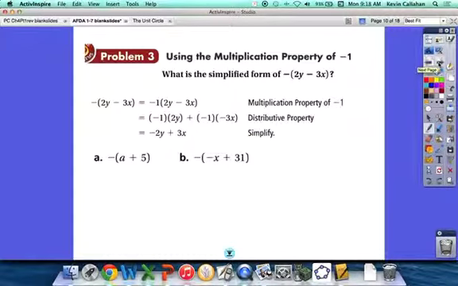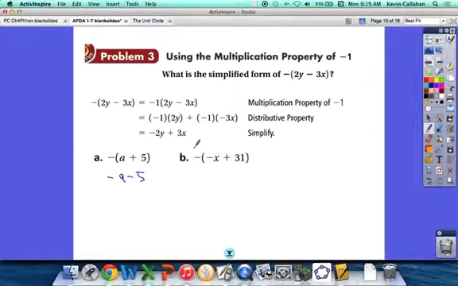Okay. So, multiplication property of -1. We saw this already as one of our properties. What happens when you multiply by -1? It flips the sign. Whatever the sign of it is, it flips the sign. It makes it the opposite of what it started with. So this -(a plus 5) is -a minus 5.